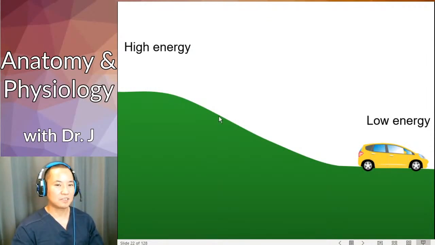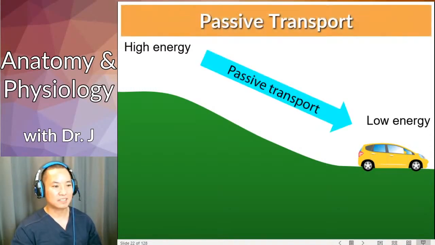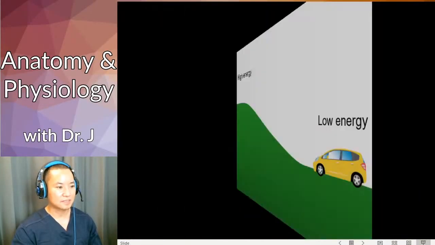So when you put your car in neutral and let it roll down a hill, are you using any gas? You're not using any gas. So that's why it's passive transport. Passive transport is like that. You don't need to spend any additional energy from the cell or any built up energy in the cell.